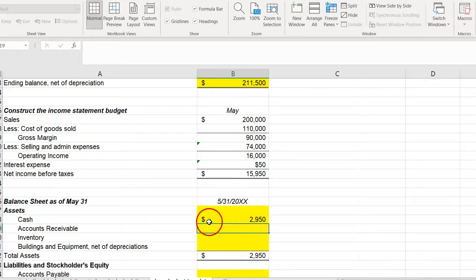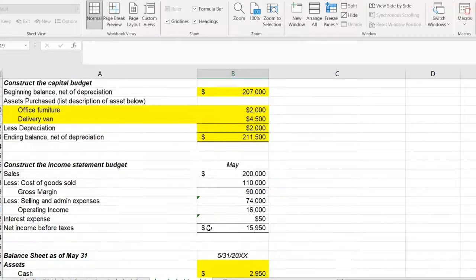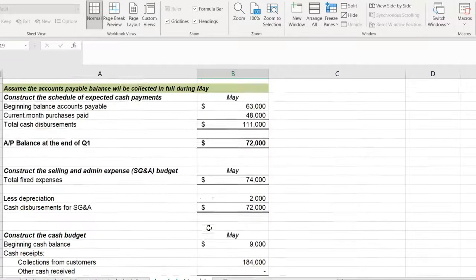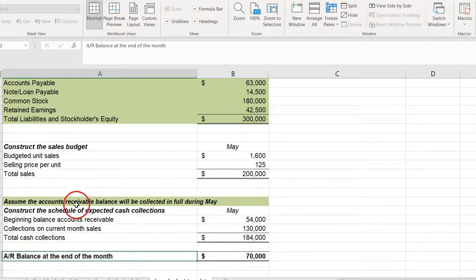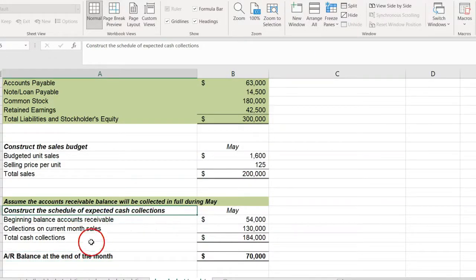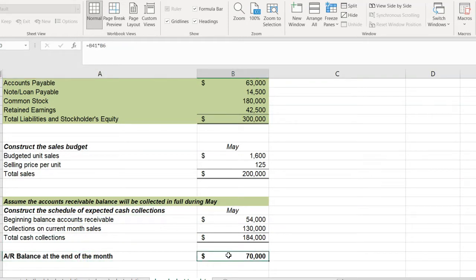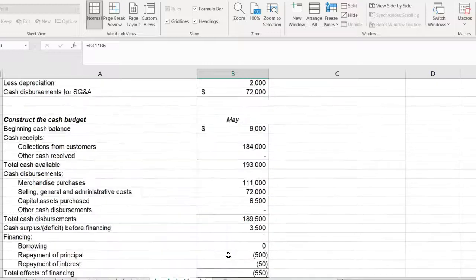Accounts receivable, our ending accounts receivable comes from our schedule of cash collections. Go up here and find that. So that was our AR balance. So this was our schedule of cash collections. And this is the balance that we hadn't collected yet from prior period sales. So that's going to be our ending accounts receivable balance.